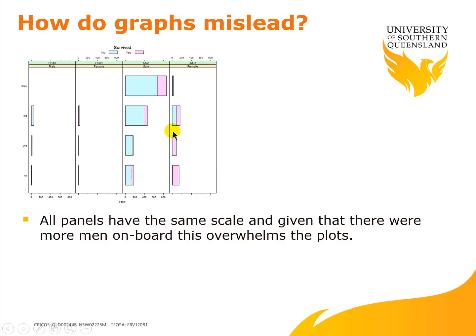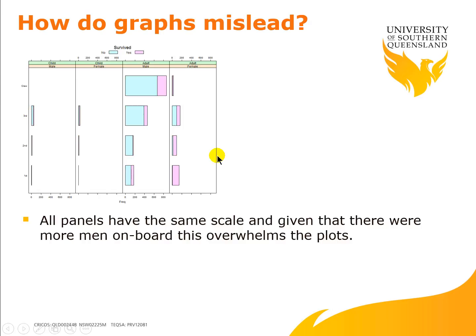So when we look at this data here, we have kept the exact same scale for each panel. But the problem is that there were way fewer children on the Titanic than there were adults. So these bars here get squished right down because in total there were fewer children. So we can't really see what is going on in here when we use exactly the same scale. This first row here is crew. There were no children in the crew, so there's no bars here. And then we have first, second and third class.